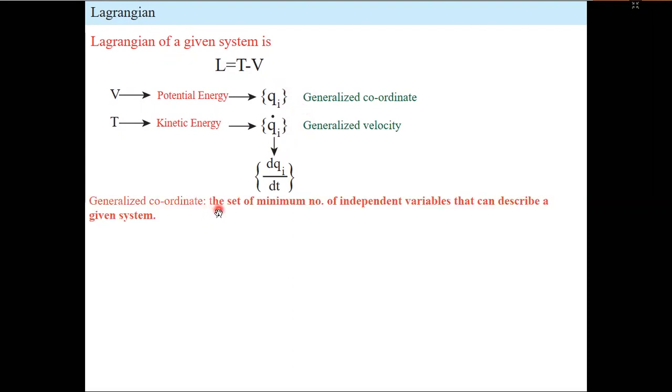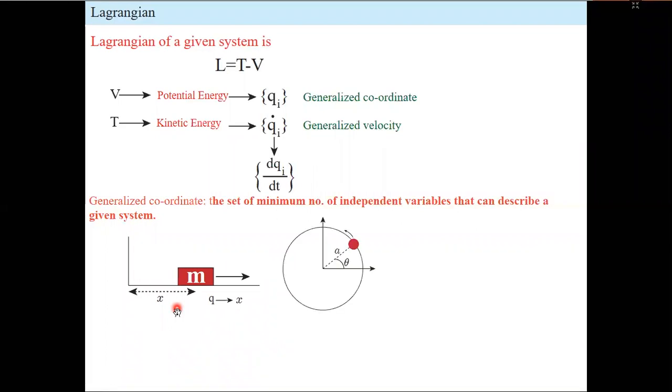These are actually a set of minimum number of independent variables with which one can describe the state or motion of an entire system. Let's take a look by doing some simple examples. Suppose the mass is moving along this direction, so it's a 1D motion. If we know the x coordinate at a given instant, we can figure out the entire motion of the system. So x is good enough to describe the entire system, and x is our generalized coordinate here.